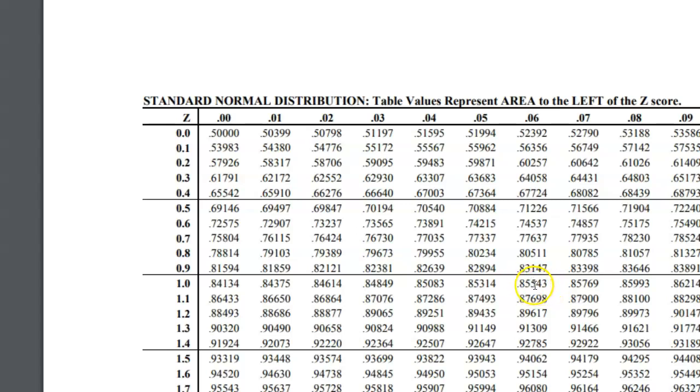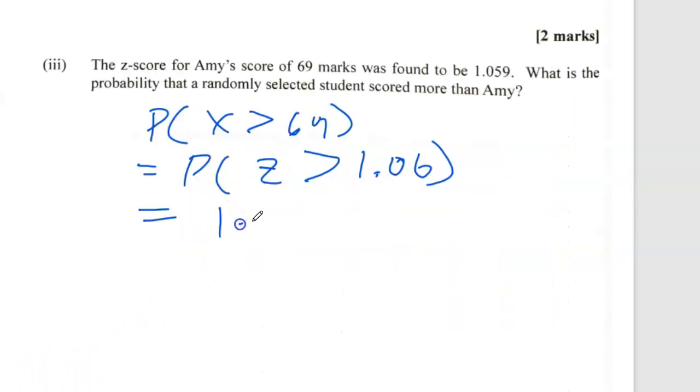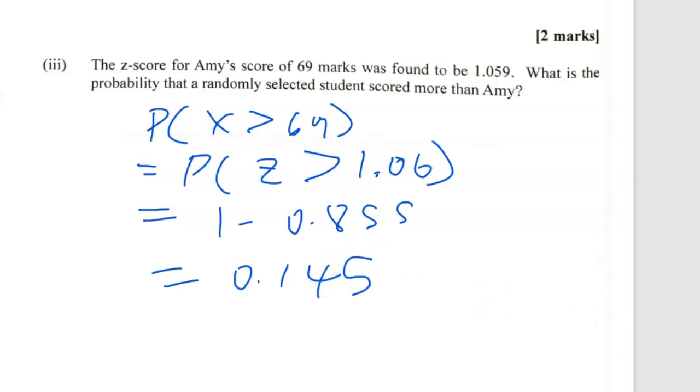So for the greater than, it will be 1 minus. So the solution will be 1 minus 0.85543. So 1 minus 0.855, and I will end up with 0.145 if I'm using 3 decimal places.